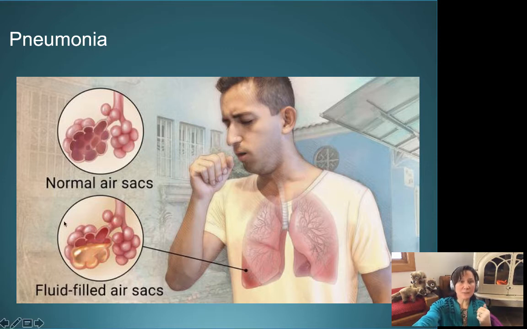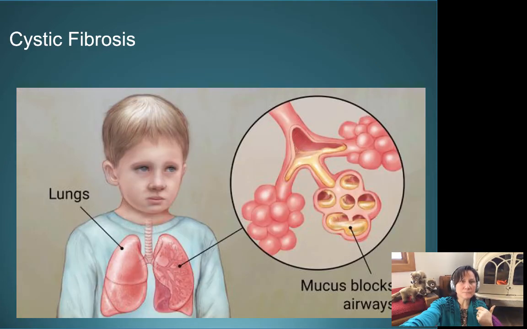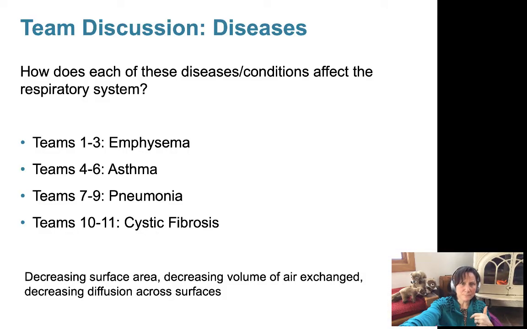Pneumonia is similar. This happens when you have a buildup of fluid in your air sacs. So now it's going to reduce the surface area across which diffusion can occur. Similarly in cystic fibrosis. It's a different mechanism for why this happens, but you get mucus that develops in the lungs and blocks airways, just as you saw with pneumonia. So you have a decreasing surface area, decreasing volume of air that's exchanged, and decreasing diffusion across the surfaces. So it's a heavy impact on you.